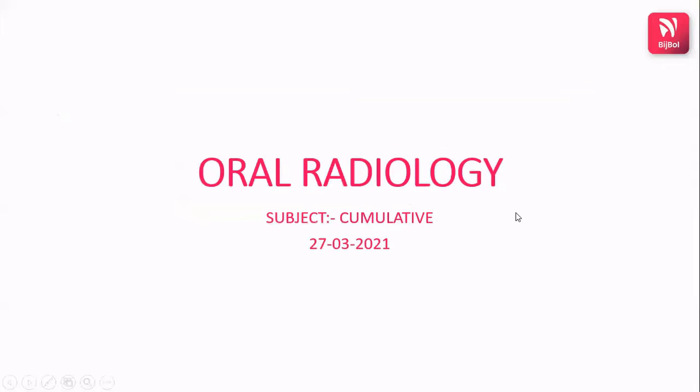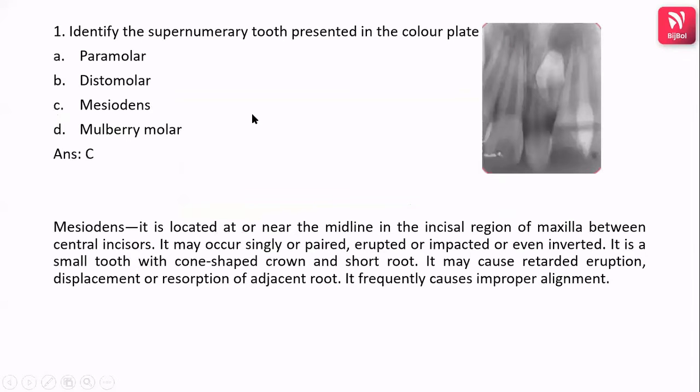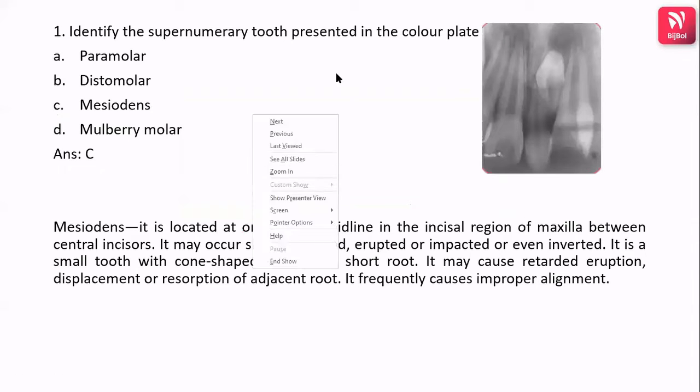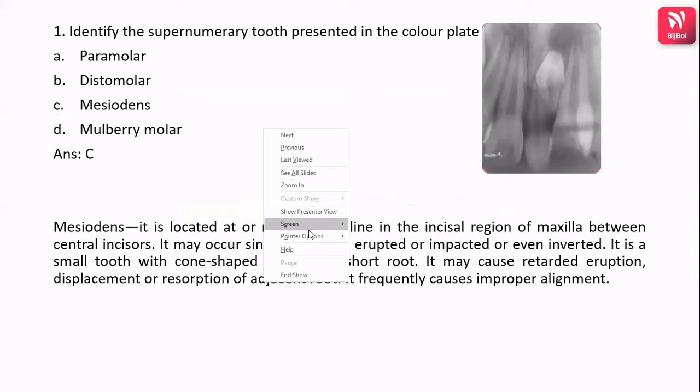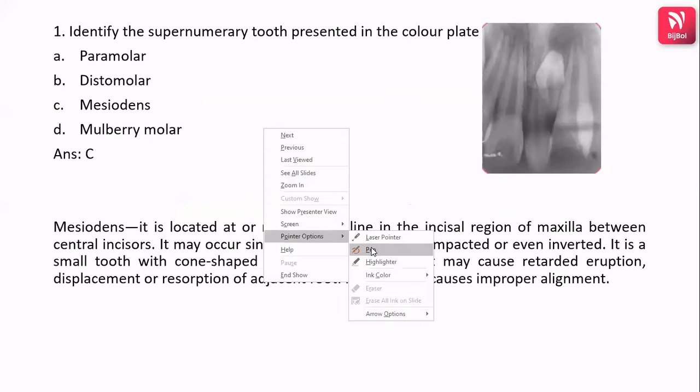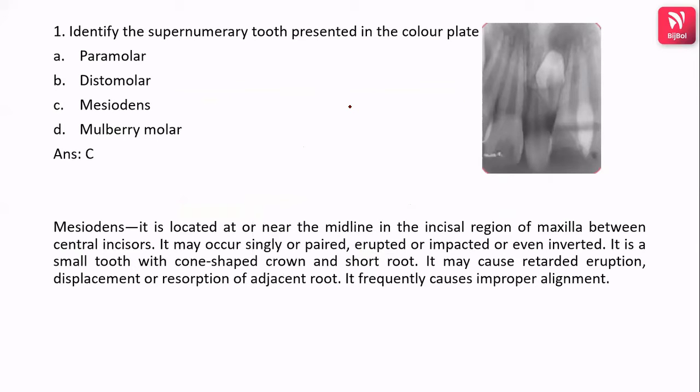Oral radiology. So this is a cumulative session. So basically the first question here is to identify the supernumerary teeth given in the image. They are asking what type of supernumerary teeth is present in this particular image. The options are paramolar, distomolar, mesiodens and mulberry molar. So basically all the other options are related to the molar.